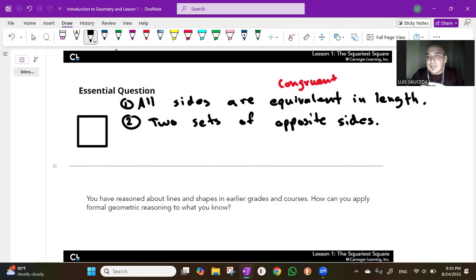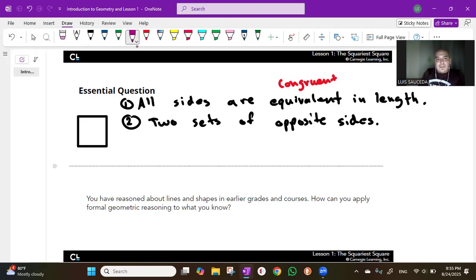Okay, so that's condition number two, or property number two, that we made write down. I don't know how you guys may write it, but just keep discussing. So what is the third one? Okay, we talk about sides, equivalency, two sets of opposite sides. So we know this one's opposite this one, this is opposite that one. Okay, what's the other one that you may know?